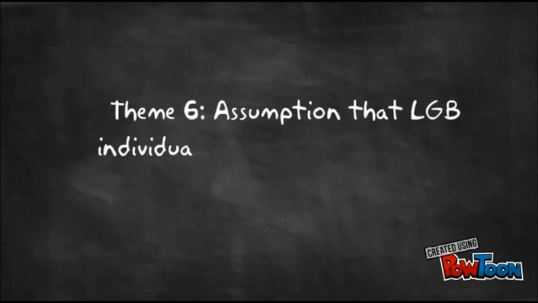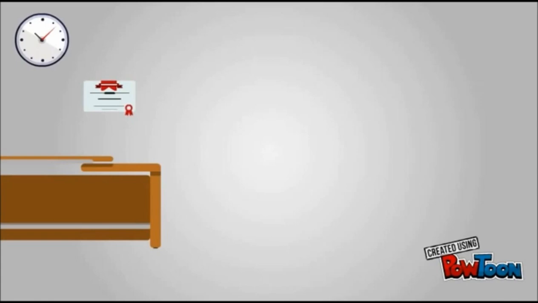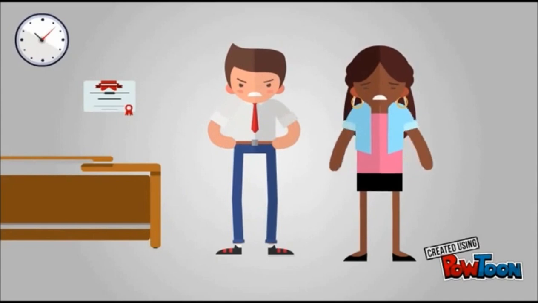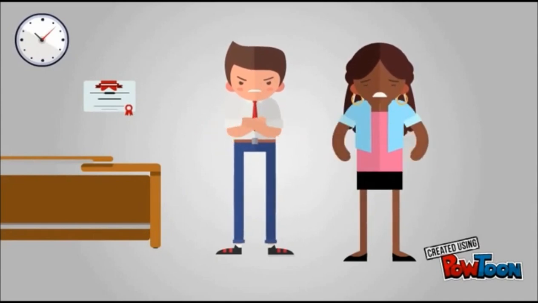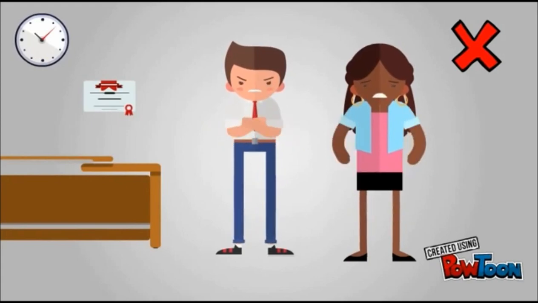Theme 6. Assumption that LGB individuals need psychotherapeutic treatment. This is demonstrated if the therapist encourages a client to remain in treatment against the client's wishes. This suggests to a client that they are unable to make rational decisions and reinforces the idea that LGBT sexual orientation is pathologic. This relates to our ethical code of informed consent and echoes compulsory treatments that have occurred in the past.